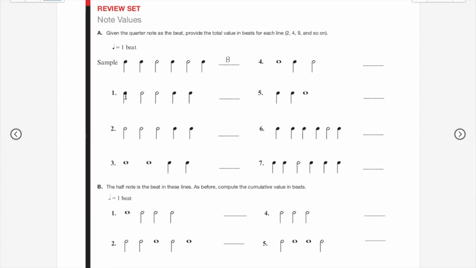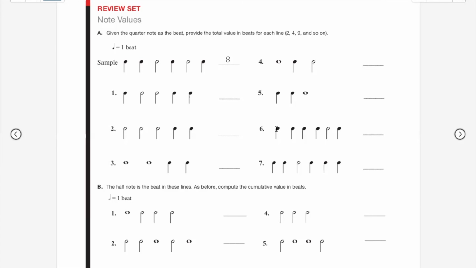Number 1, 1 beat, 2 beats makes 3, 2 more is 5, 6, 7 beats for that one. Number 2, 2 beats, 2 more is 4, 2 more is 6, 7, and 8 for that one. 4 beats here, 4 more is 8, 9, 10. Number 4, 4 beats, 5 beats because this one is worth 1 beat, and 2 more is 7. Number 5, 1 beat, 2 beats, 4 beats, added on makes 6. 1, 2, 3, 4, 5, 6.